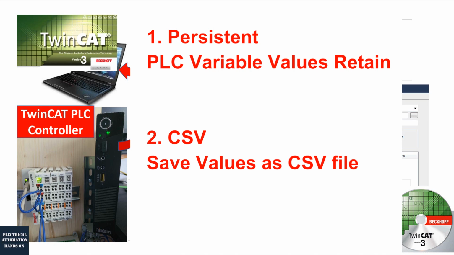The second is the CSV function. The CSV function allows you to archive the important values, the variables, into a specific CSV file. The CSV file is a common file that can be exchanged with other systems. So other systems can use this to exchange some data between the controller and other software. This is the CSV file.